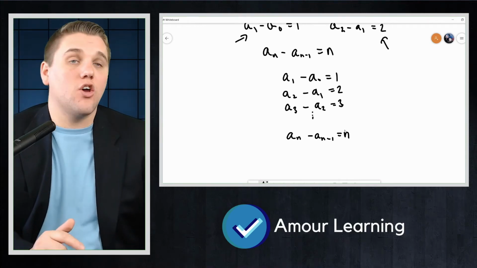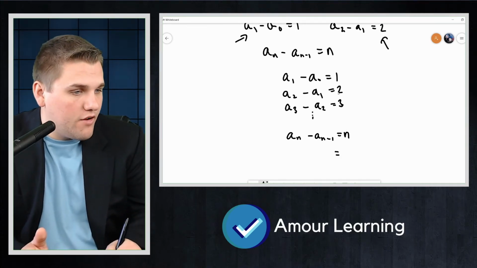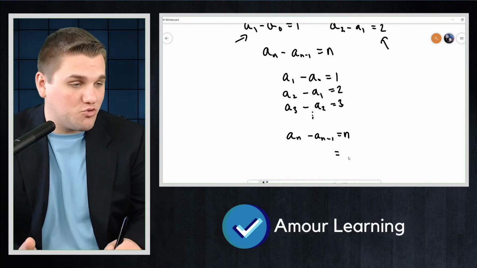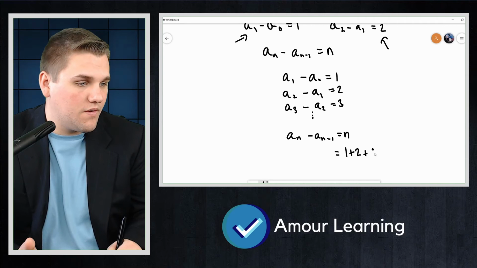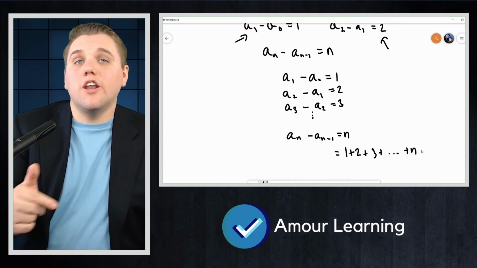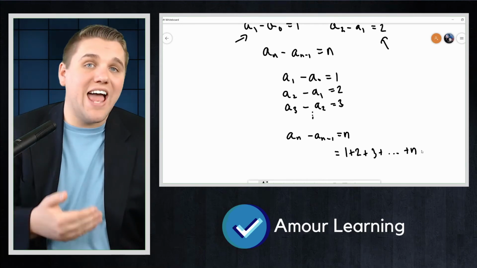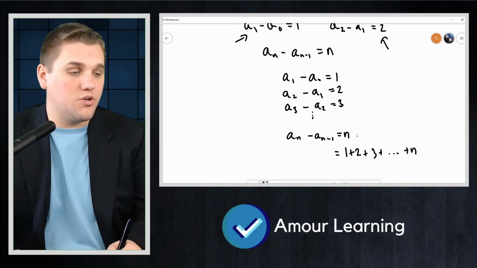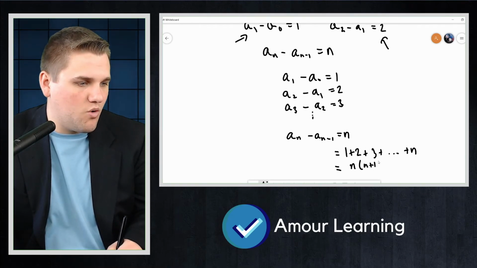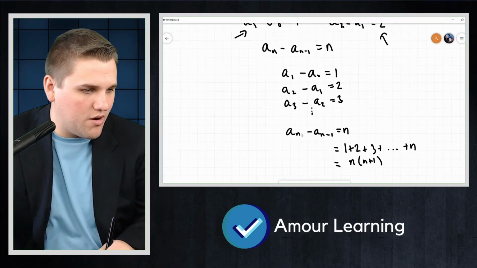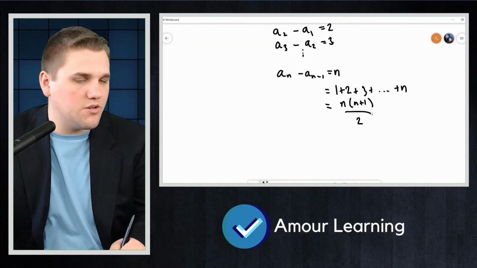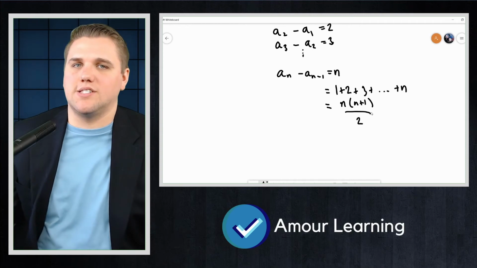On the right side, we get a sum. We add up 1 plus 2 plus 3 all the way up to n. We already know this can be simplified to n times n plus 1 all over 2. What happens on the left-hand side?